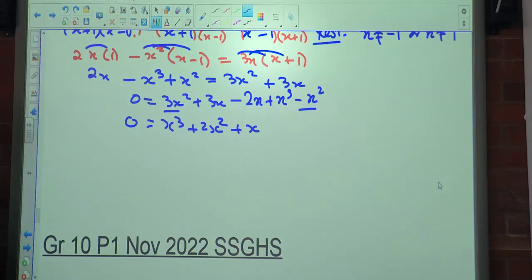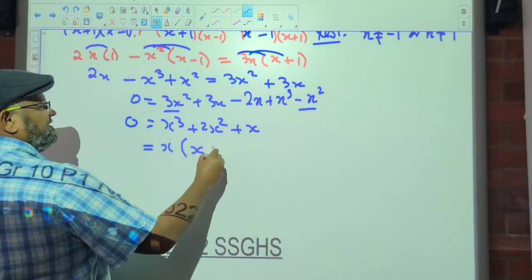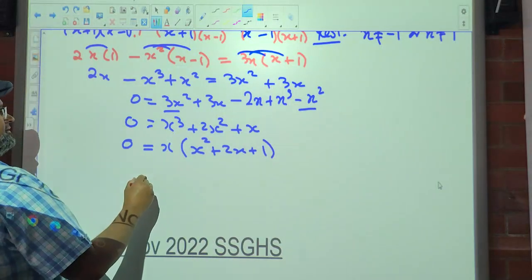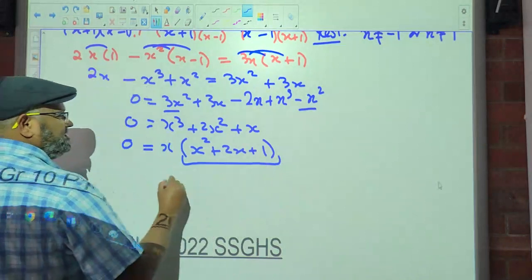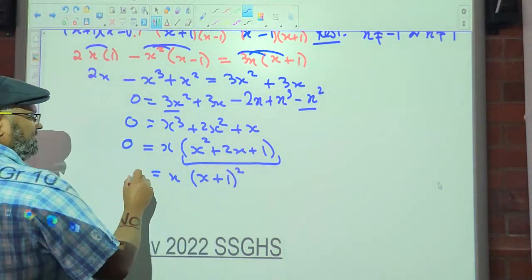But prior to taking out the factors for the trinomial, what else do you notice? Common factor, common x, yes. What are we left with? x squared plus 2x plus 1. So now this is a perfect square trinomial. It's x plus 1 squared.